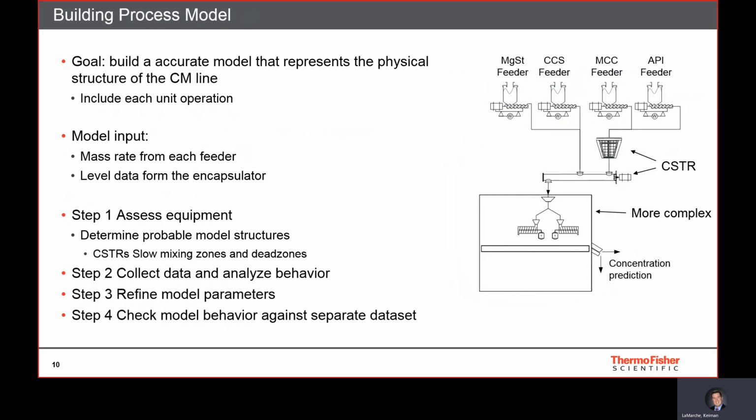So to build this model, we went through a particular process. First, we defined some important goals. We wanted an accurate model that also represents the physical structure of our continuous manufacturing line. This meant we wanted to include each unit operation in the model, including the co-mill, the blender, and the encapsulator itself as separate units that we could model separately. For the model data inputs, we wanted the mass rate from each feeder along with the level data from the encapsulator.